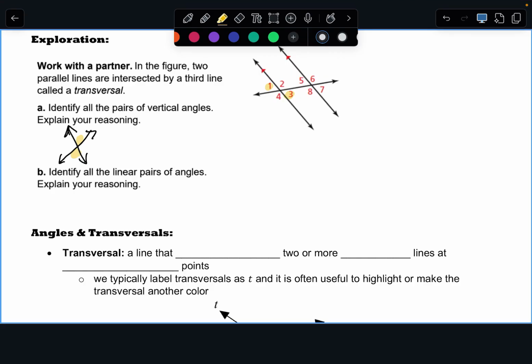Try to list them out. Let's just do that part first. On your own or with the people around you, list all the pairs of vertical angles that you can find. There should be 4. You should have angle 1 and angle 2, and 5 and 6 should find a pair as well. So look at angle 1, angle 2, angle 5, and angle 6, and try to find which angles are vertical angles.